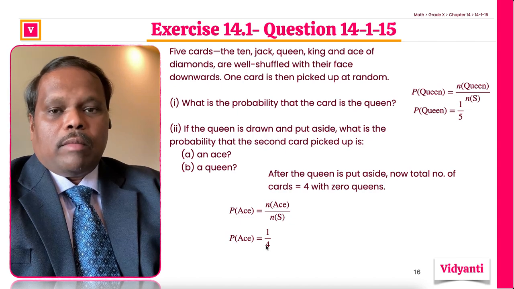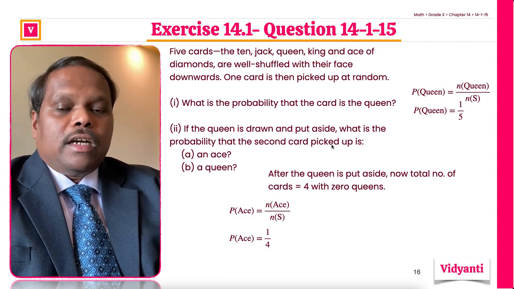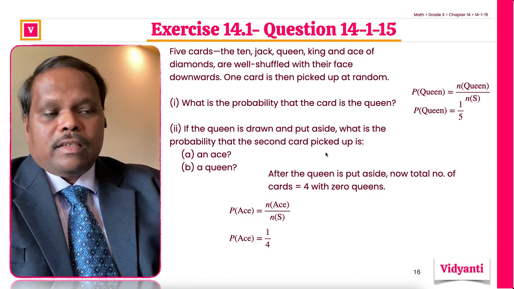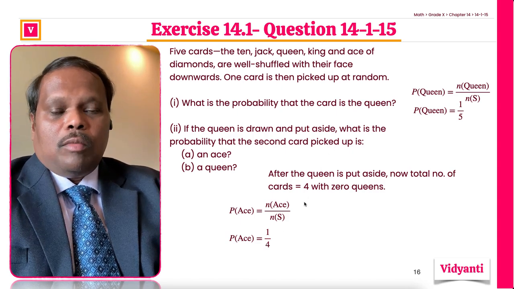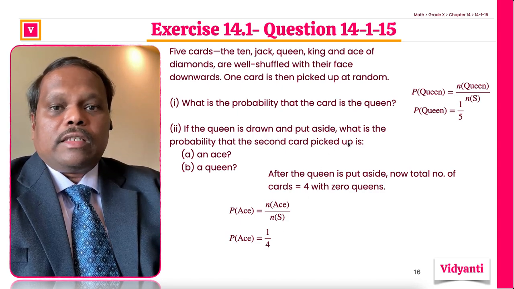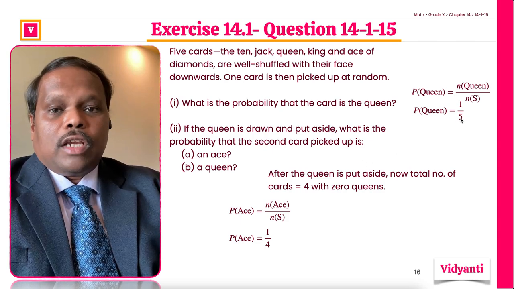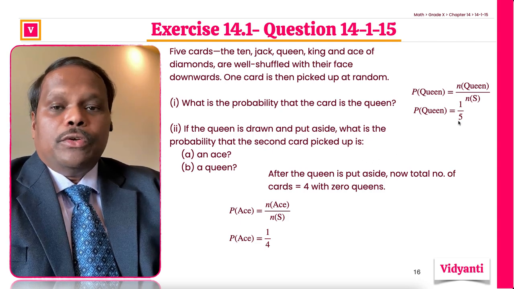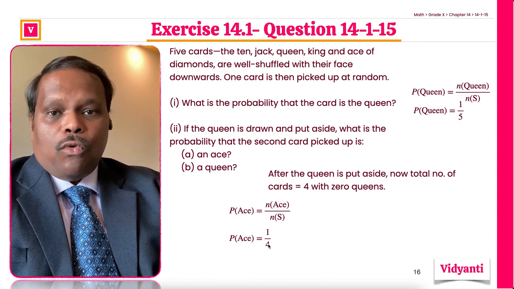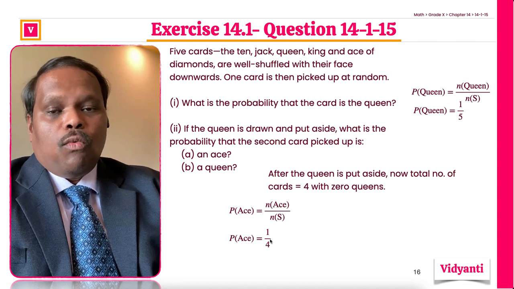This is where people can make a mistake. If the second card is replaced, then this will still remain 5. But they have clearly given that the second card is put aside. That means the number of ways we can draw a card has been reduced by 1. So from 5, it becomes 4. And the probability comes out to be 1 divided by 4.